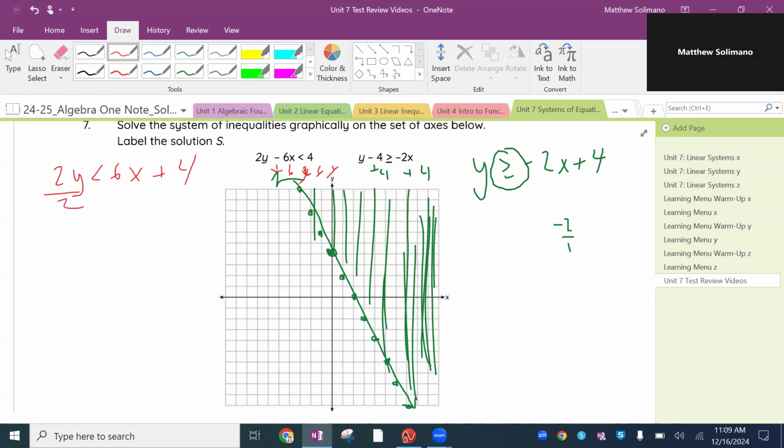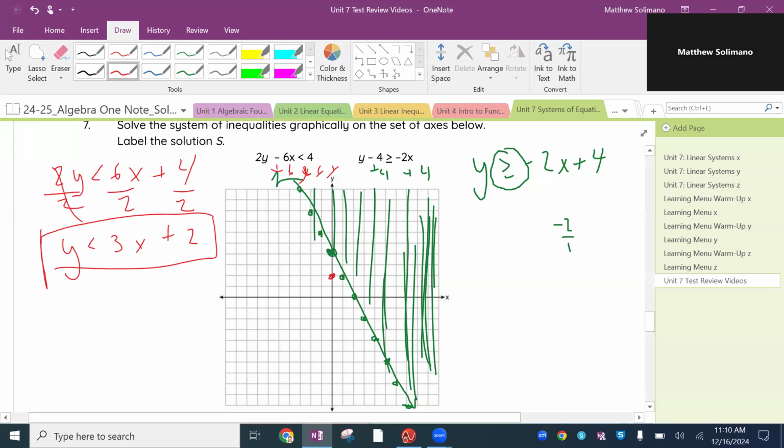I'm going to divide both sides by 2. Make sure you divide all the terms by 2. And we're left with y is less than 3x, because 6 divided by 2 is 3, plus 2. So here's my other equation. So my y-intercept is at positive 2. And then my slope is 3, or 3 over 1.